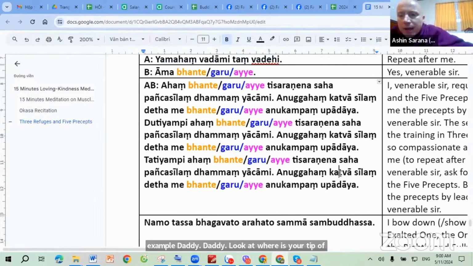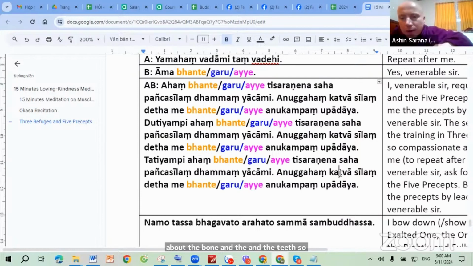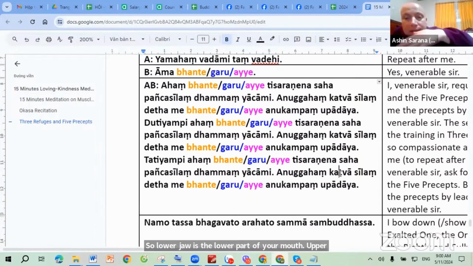at the upper jaw. Upper jaw is the upper part of your mouth. Lower jaw is the lower part of your mouth. We are here talking about the bone and the teeth. Now, in the upper jaw, behind the teeth, you have a ridge-like place. You touch that ridge with the tip of your tongue when you say daddy.